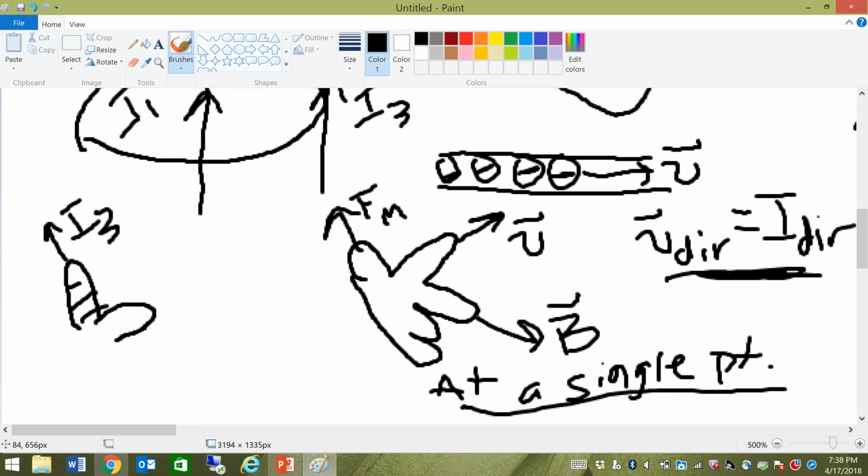And if we do it like this and this, I'm not going to draw the rest of the fingers or whatever. I'll just do that.